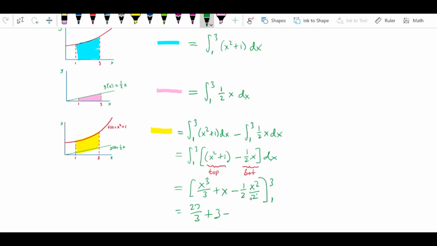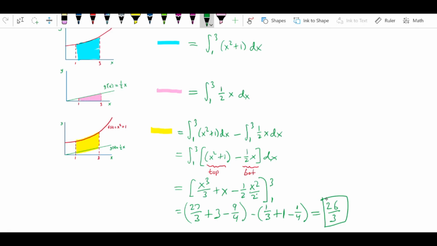the 1/2 gives us 4, so that gives us 9 over 4, minus 1/3 plus 1 minus 1/4, and when we add all of that up we get 26 over 3. And that's the area between those curves.